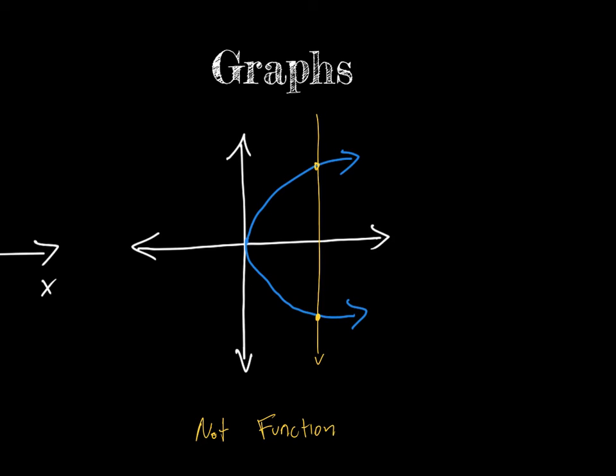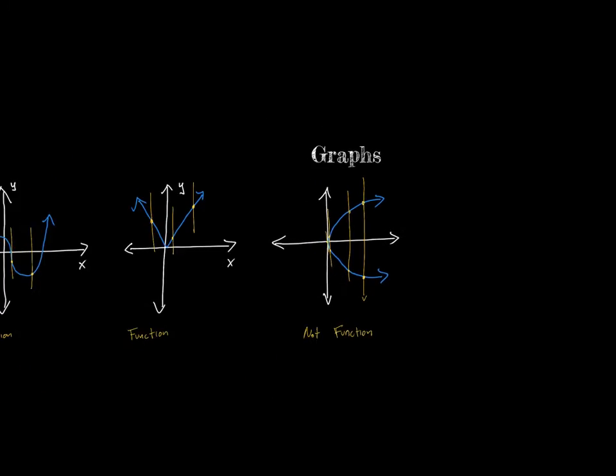Once again, if you draw a vertical line and it touches more than one point, it's not a function. Even though you can see that it may touch only one point at some places, if at one point on the graph it touches more than one point, then it's not a function.